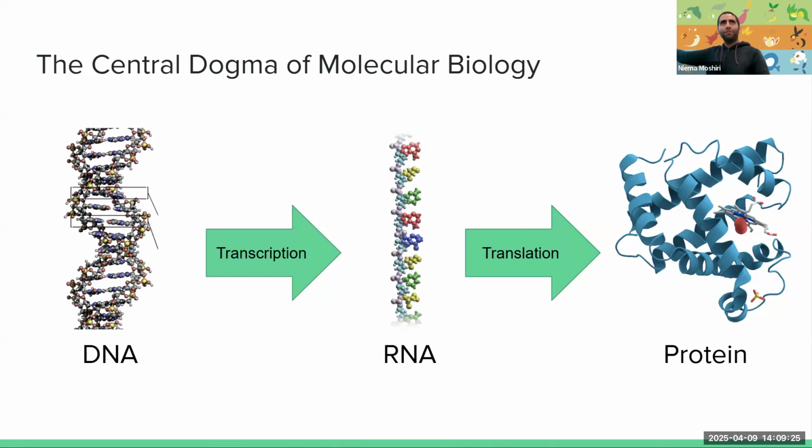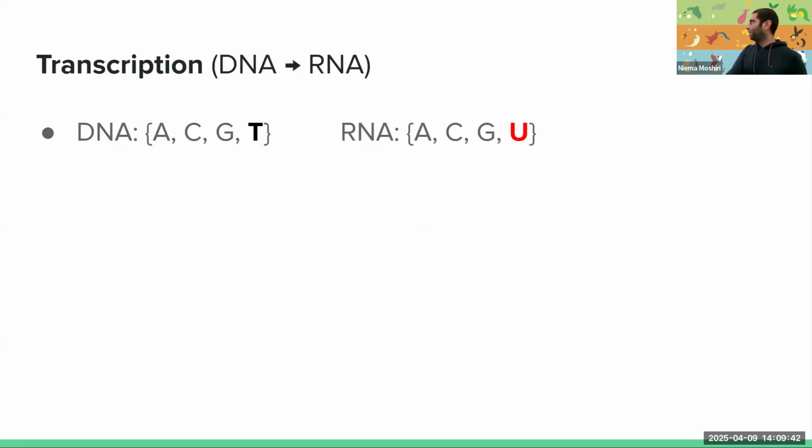DNA is kind of the wealth of information. That information gets transcribed into RNA, which is like a copy of that information that can go out and do stuff. Then we take that copy from the RNA and create the protein to actually do the functional stuff. So let me summarize each step one by one. Transcription, DNA to RNA. Actually, maybe let me go back to the previous slide.